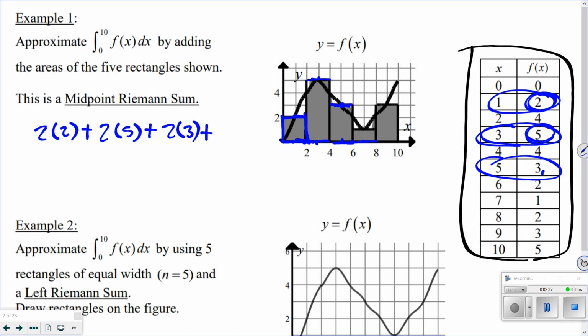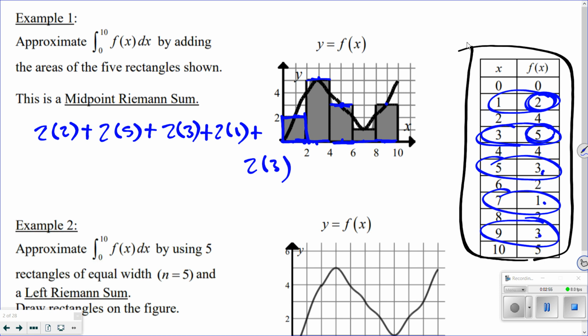From 6 to 8, the midpoint is 7. At 7, the y-coordinate is 1. And the last one from 8 to 10, the midpoint is 9. At 9, the y-coordinate is 3. So the graph is up there at 3. You'd multiply all those and come up with it.